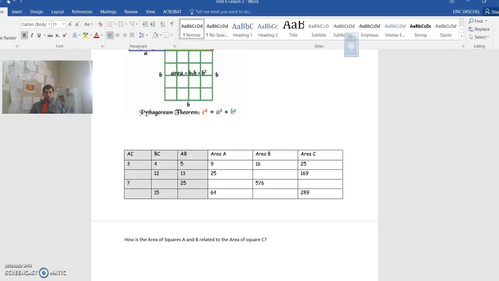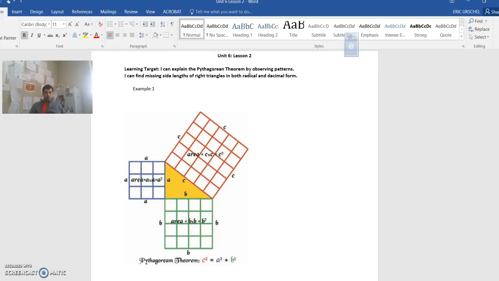Okay, so what have we learned today? Unit 6, Lesson 2. We've learned how to explain the Pythagorean theorem by observing patterns. The area formed from one leg of a right triangle plus the area formed from the other leg is always going to equal the area formed from the hypotenuse, the longest side of a right triangle. We've also learned how to find any missing side length, if we're given the other 2 side lengths of a right triangle, in both radical and decimal form.